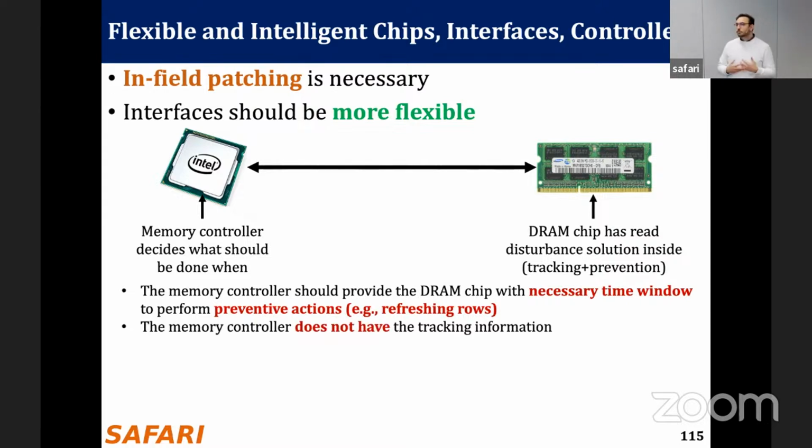And there are some improvements in the JEDEC standards like RFM to provide this, but they still seem quite primitive at the moment. The reason is that when you give this time window, you need to have some understanding of when this is needed and how much time the DRAM chip needs. But there is no communication from the DRAM chip back to the memory controller that conveys this information. So the memory controller does not have this tracking information. Tracking is also in the DRAM chip.